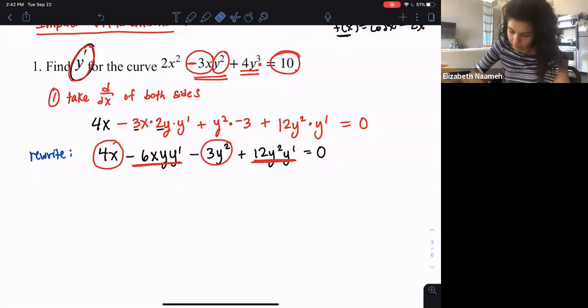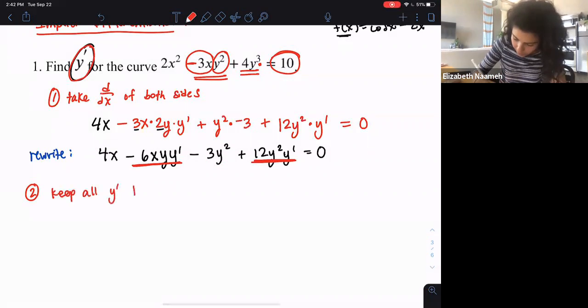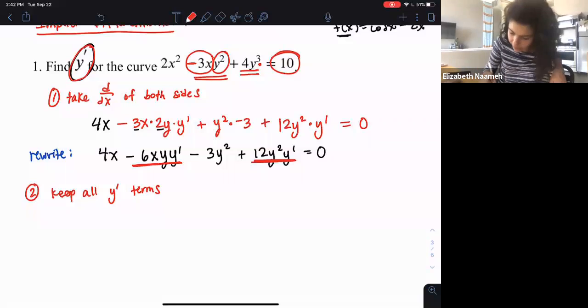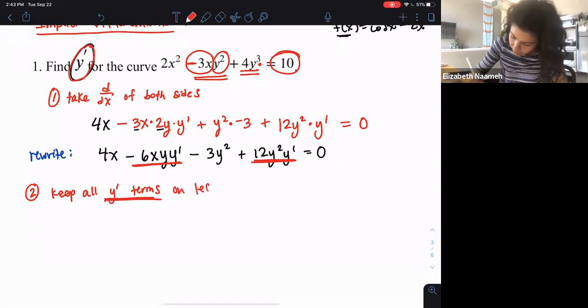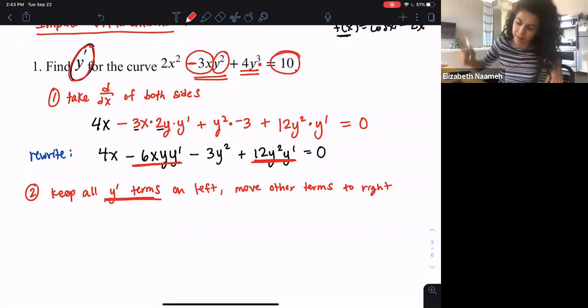Is everybody okay? So if I want to get y prime by itself, my next step, step 2, is keep all y prime terms, the ones we underlined, so underline that. Keep all the y prime terms on the left. Move the other terms to the right side of the equal sign, to the opposite side of the equal sign.